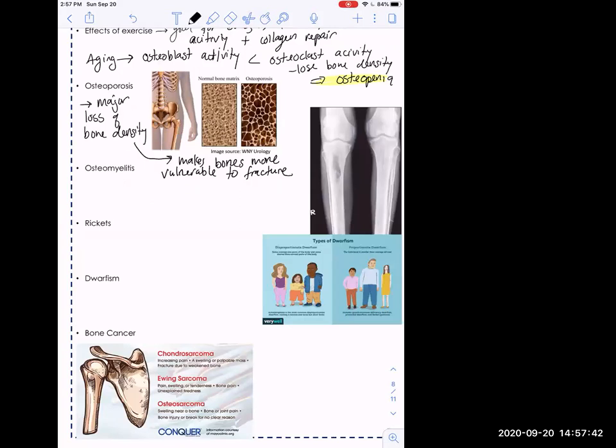Osteomyelitis is an infection in bone tissue, usually bacterial or fungal. If untreated, it can cause a decrease of blood supply and it can kill bone. So if untreated, it could lead to bone death.